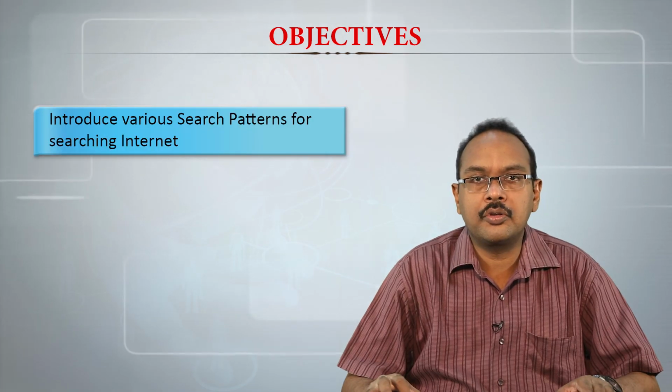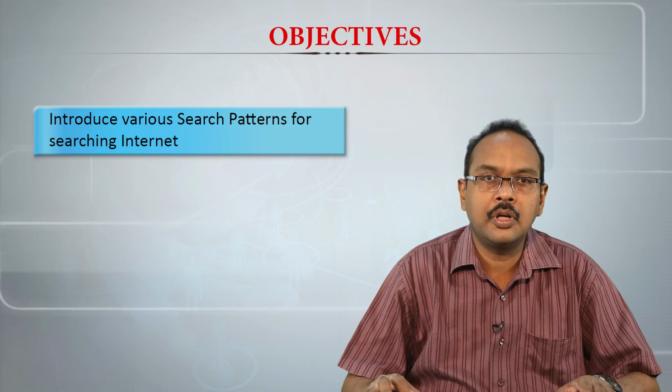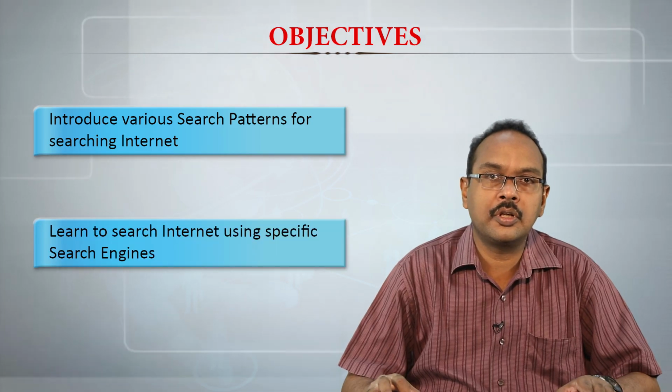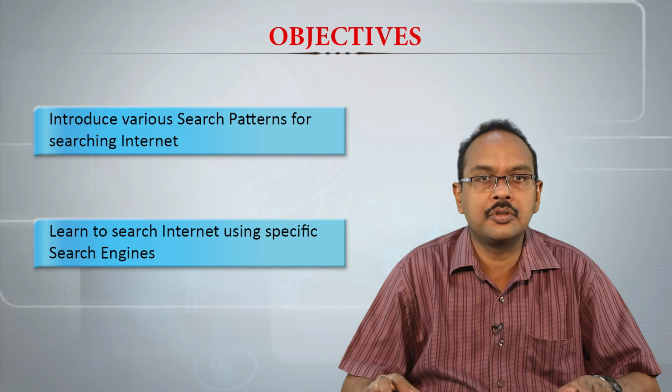But the most important thing is getting the information sought from the internet ultimately. So for that, we need to formulate the information we need from the internet through the search engine in such a way that we really get what we are looking for, with not many choices. So the objectives of today's discussion will be to introduce various search patterns for searching the internet, and also to learn to search the internet using specific search engines.